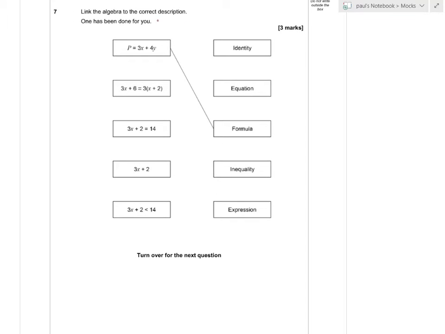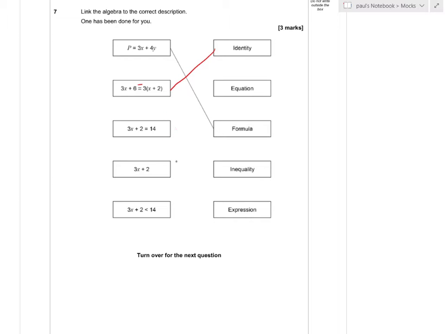Link the algebra to the correct description. Ooh, all sorts of things, yeah? Identity. I can't see an identity in there because that's got three lines in the middle. Oh, it's not come out on the thing. That's supposed to be an identity. Okay.